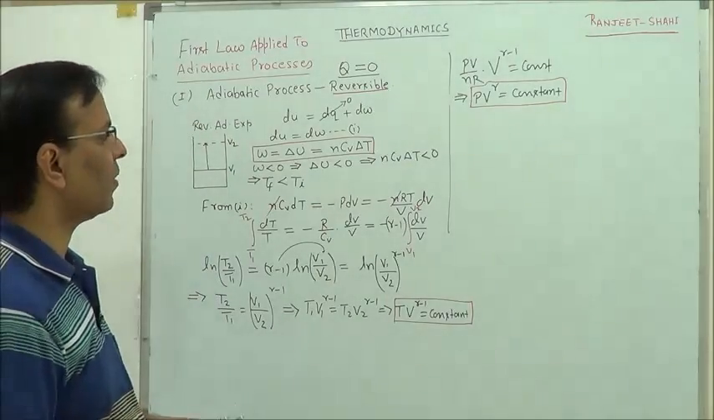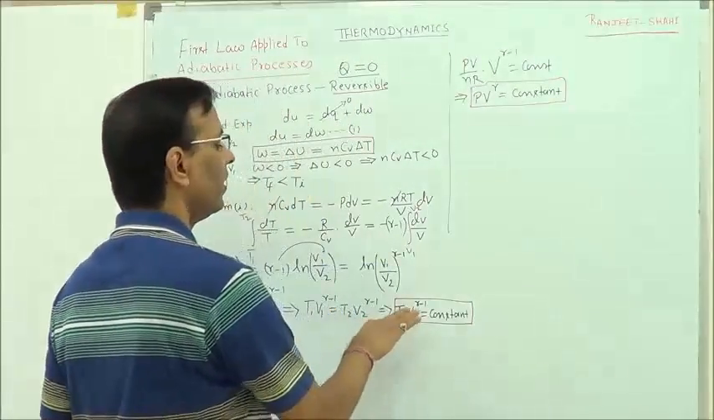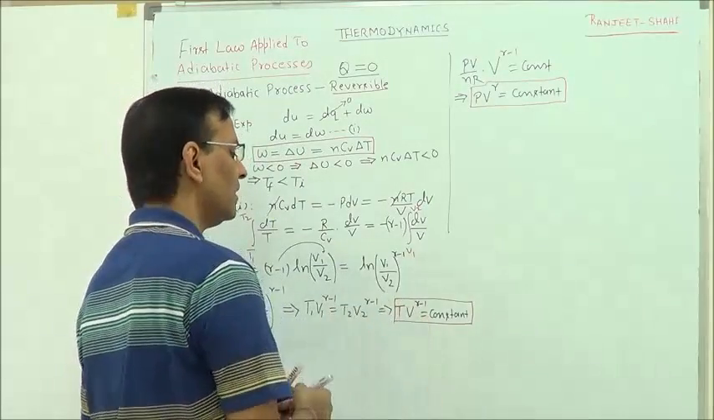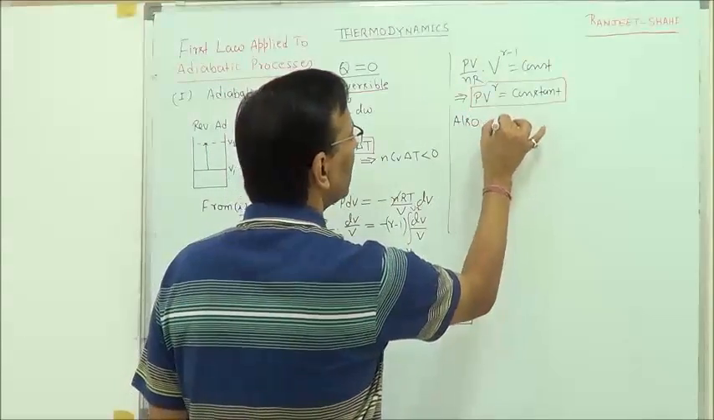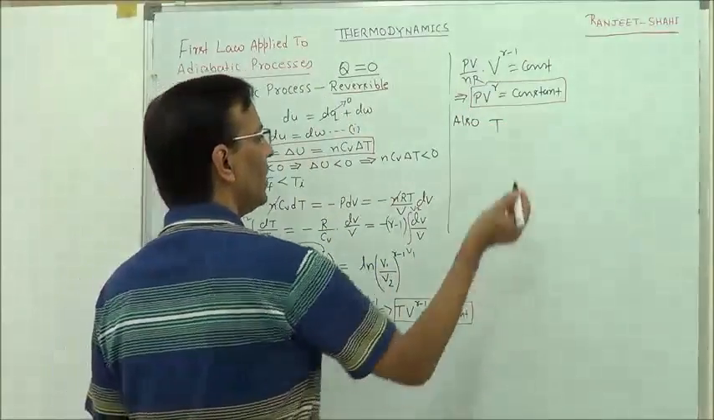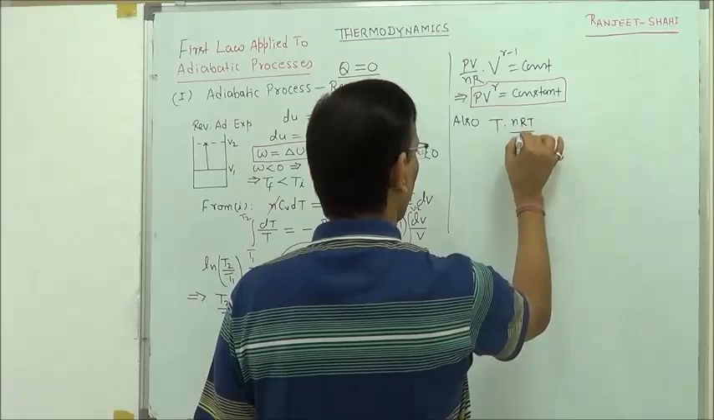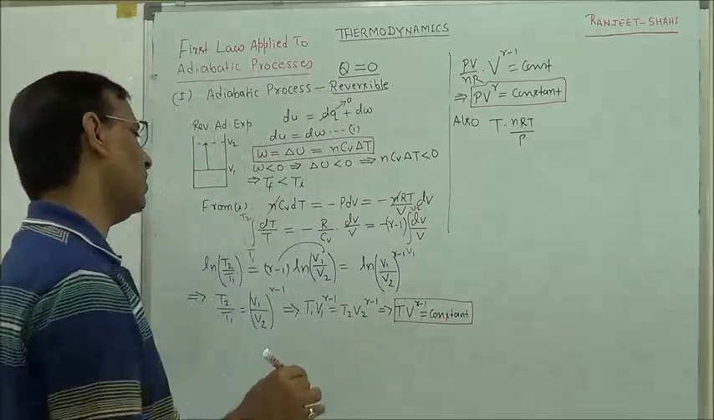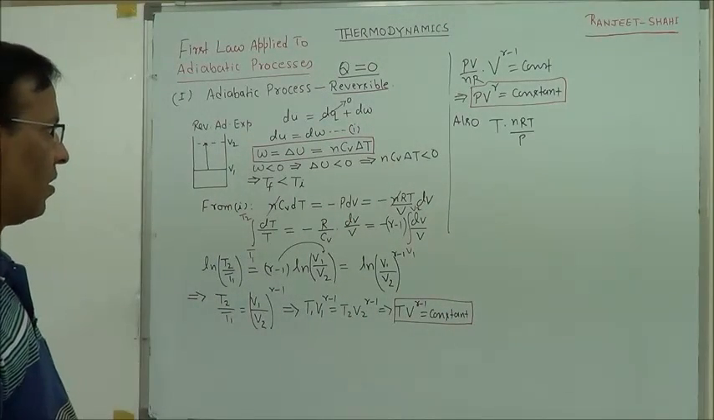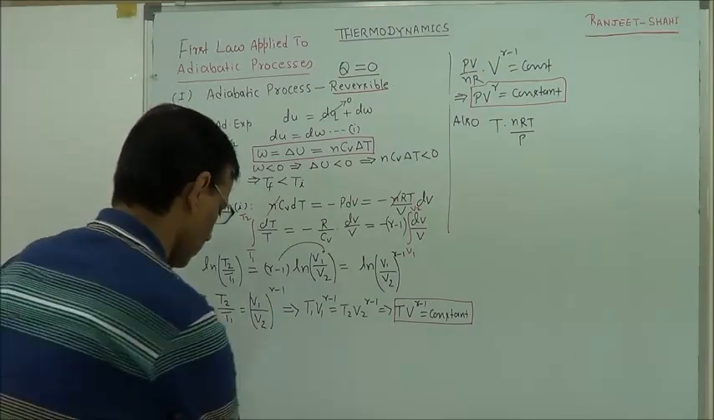Similarly, relationship between P and T can also be derived. So in this equation, let us substitute V in terms of P and T. So we can write V is equal to nRT by P. We want relationship between P and T. So just 1 second.